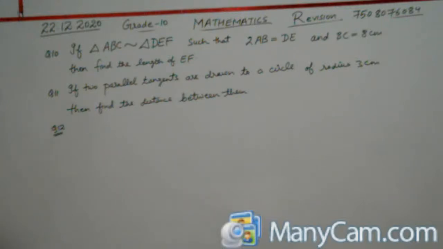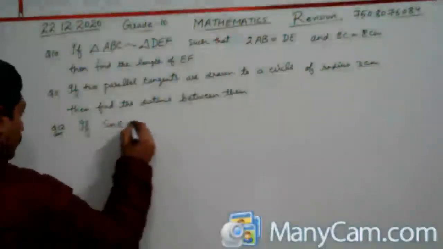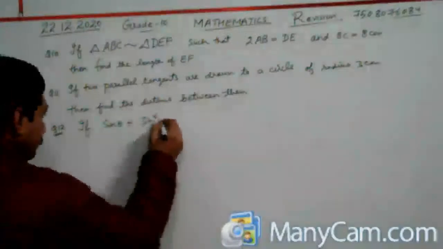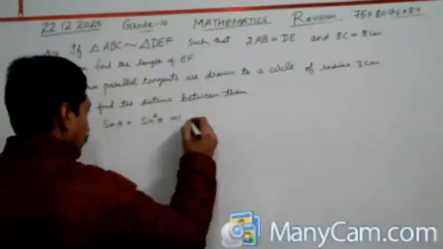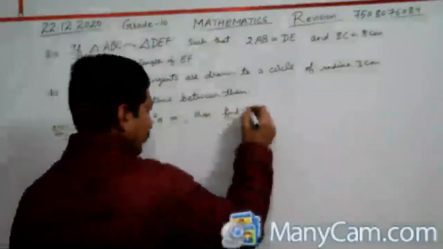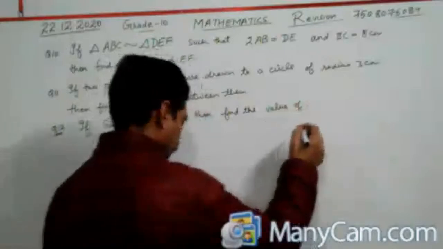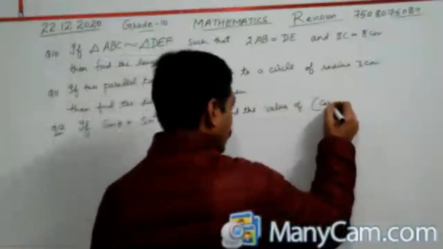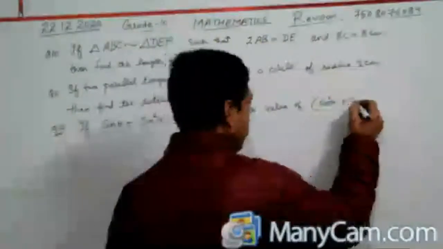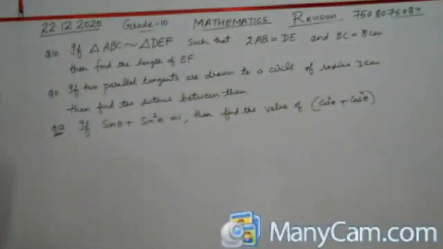Next question is, if sine square of theta is equal to 1, find the value of cosine square of theta plus cosine raised to power 4 theta. Next question.